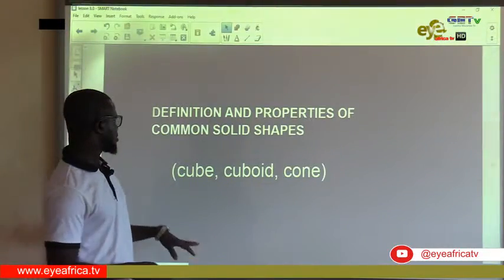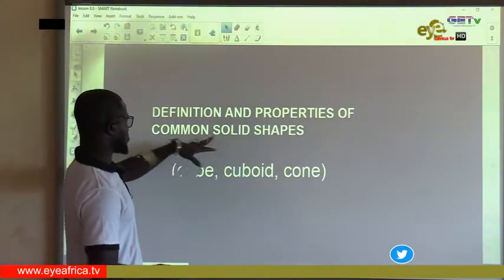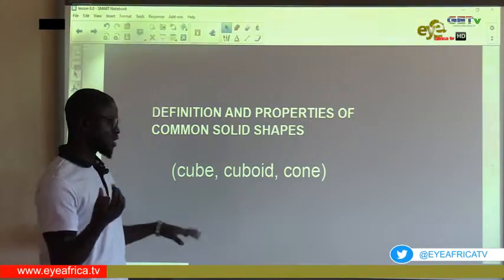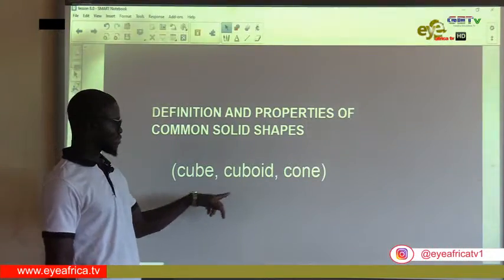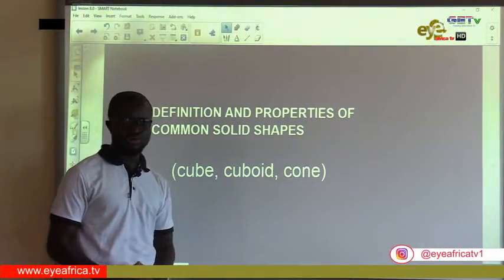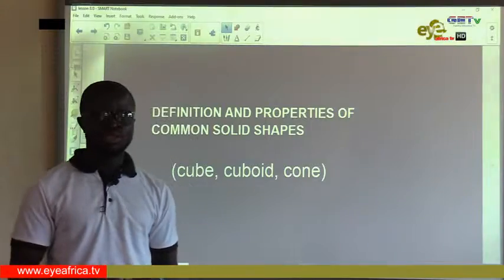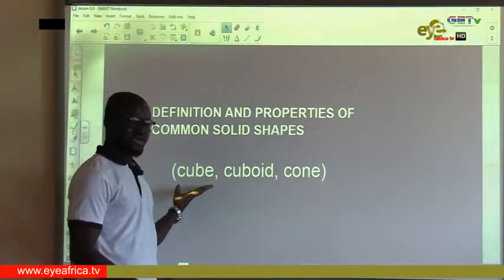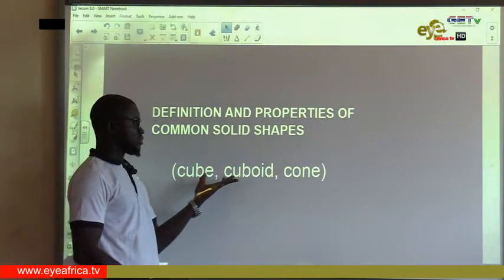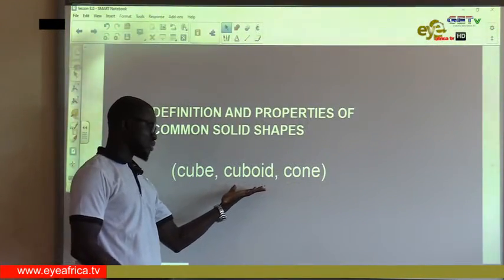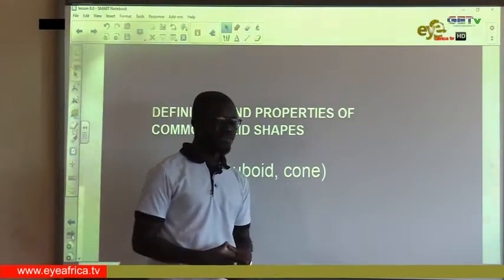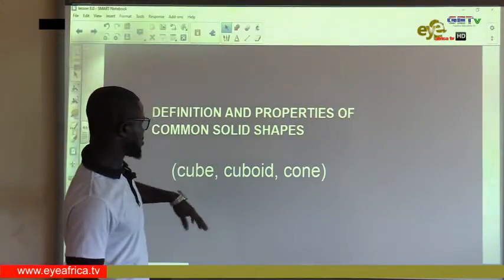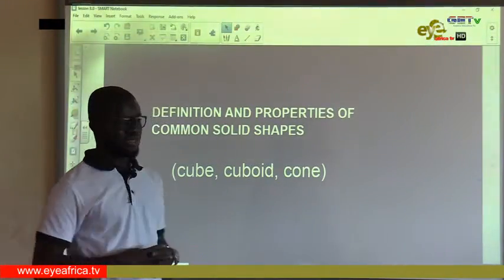Today's lesson is definition and properties of common solid shapes. The shapes that we are going to look into are three: cube, cuboid, and a cone. In your previous lesson, you learned how to identify and name objects that have the shape of a cube, objects that have the shape of a cuboid, and objects that have the shape of a cone. Today we are going to discuss their definition and their properties.